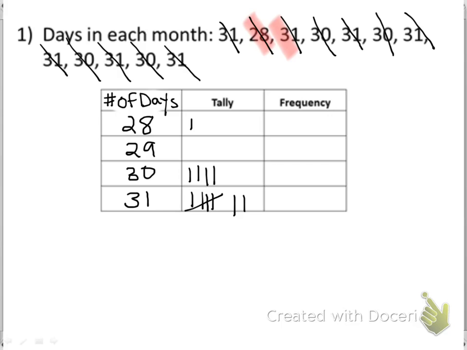Now I'm going to fill in my frequency. So 1 month has 28 days, 4 months have 30 days, and 7 months have 31 days. The last thing we need to do is add our title for our graph, and the title for this graph should be the number of days in each month. So I'm going to write that at the top here.